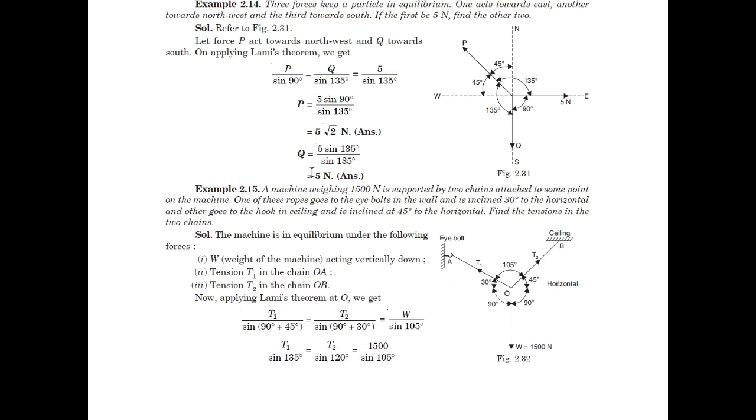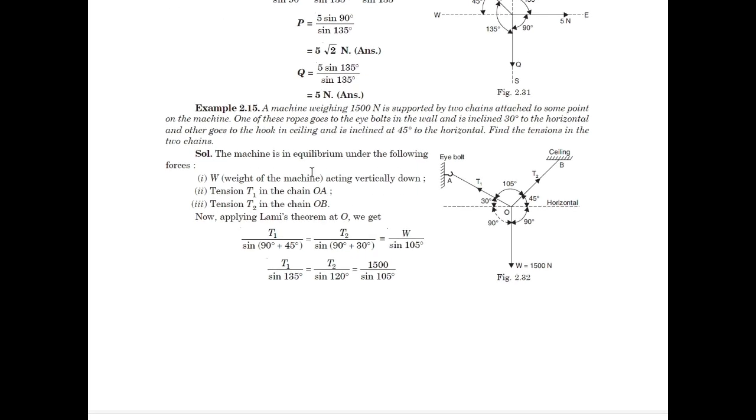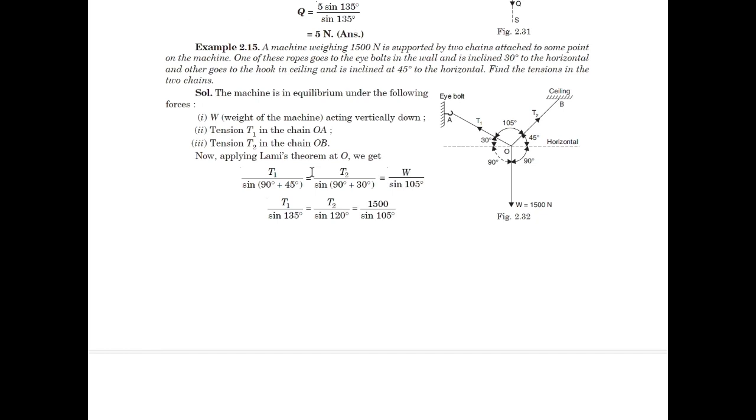Now let us discuss the next example, which is 2.15, shown with the help of figure 2.32. A machine weighing 1500 Newton is supported by two chains attached to some point on the machine. One of these ropes goes to the eye bolts in the wall and is inclined at 30 degrees to the horizontal, and the other goes to the hook in the ceiling, which is point B, and is inclined at 45 degrees to the horizontal. Find the tension in the two chains.